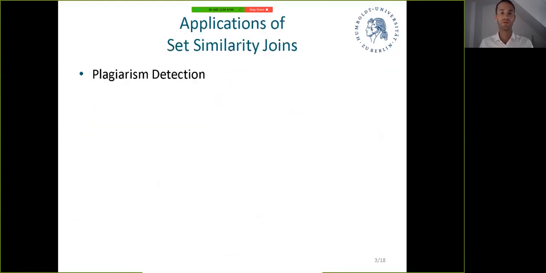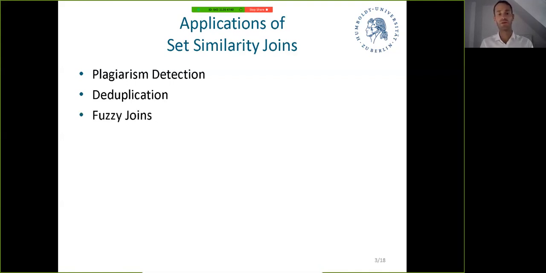What are the applications of set similarity joins? One application would be plagiarism detection. When you think about text which was copied from other sources, you could find these copied parts with this operation. Deduplication. When you think about a web search engine which only wants to produce one interesting result to the user, you could find similar ones which are not interesting with this operation.